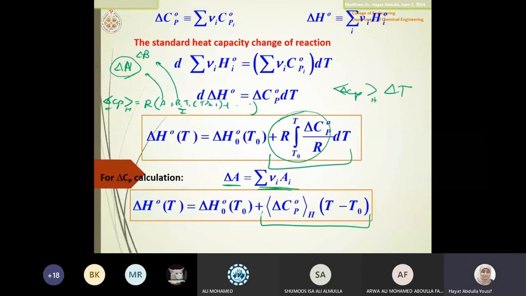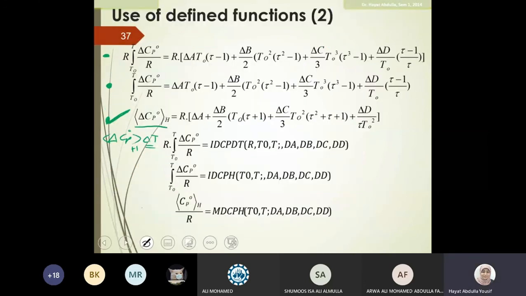But to make it clear how to calculate CP mean, you have to calculate delta A, delta B, delta C, delta D. How is this? To calculate delta A, for example, you have the reaction. Let me write it without A and B, because here we have A and B, so it will be confusing. I will just say X plus Y gives you L plus M. So this is the reaction.